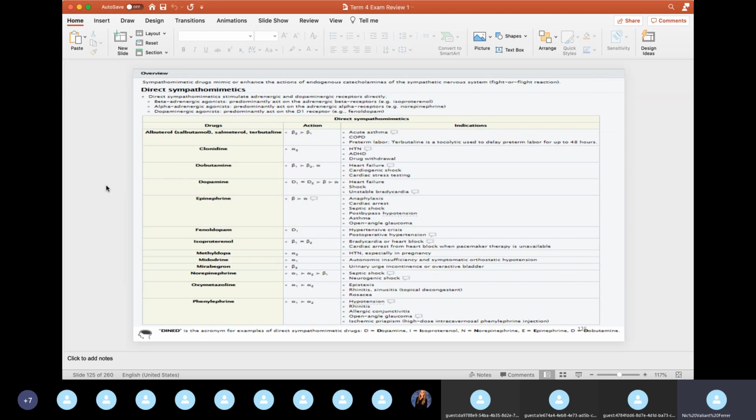Clonidine, hypertension. Dobutamine, heart failure, right? And cardiac stress testing for dobutamine. Dopamine, heart failure. Epinephrine for anaphylaxis, cardiac arrest. Phenoxybenzamine for hypertensive crisis. Isoproterenol for bradycardia or heart block. Methyldopa for hypertension. Norepinephrine for shock. And phenylephrine for hypotension, rhinitis. Okay, so for this one, know the drugs, know the receptors, and know the indications.